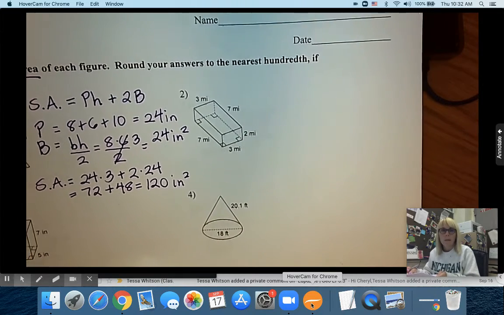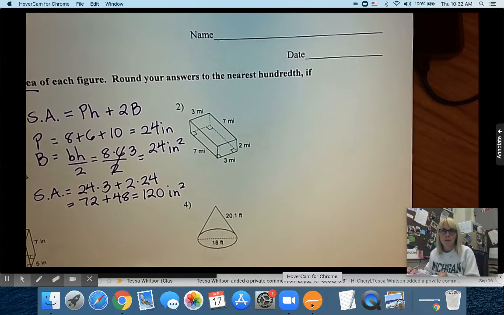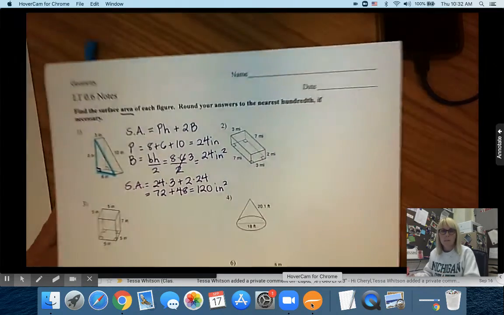Okay, coming back, this is a prism, right? Because it doesn't come to a point. It doesn't have any rounded faces or non-polygon faces. So this is a rectangular prism.